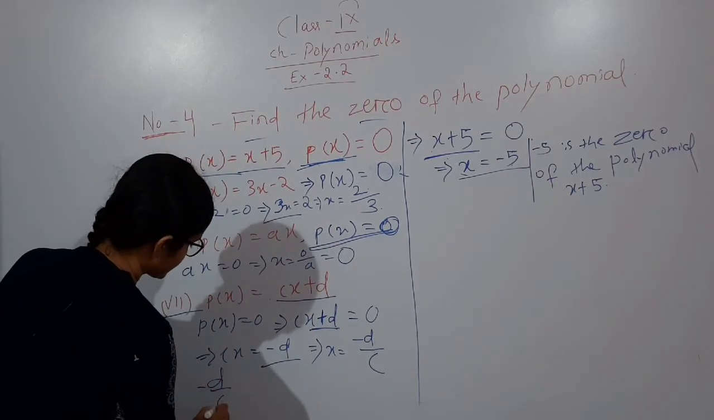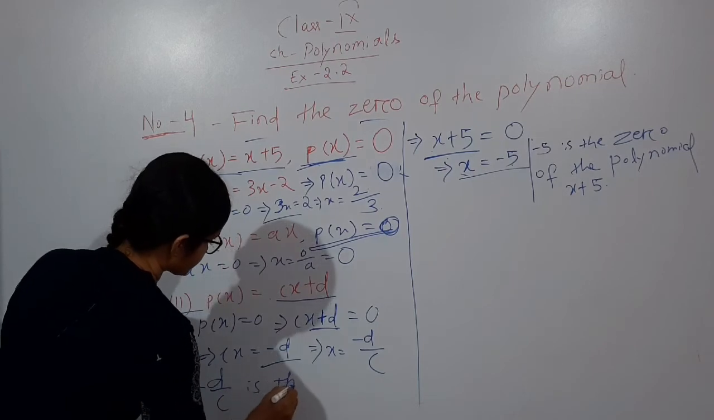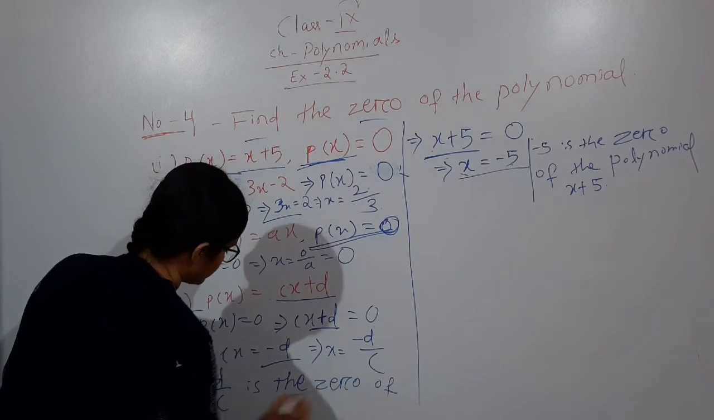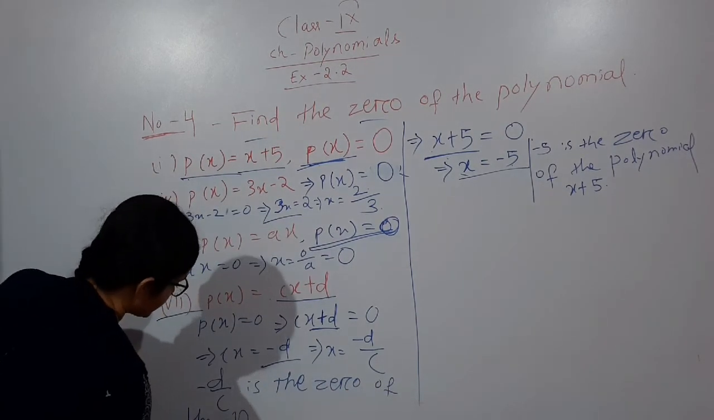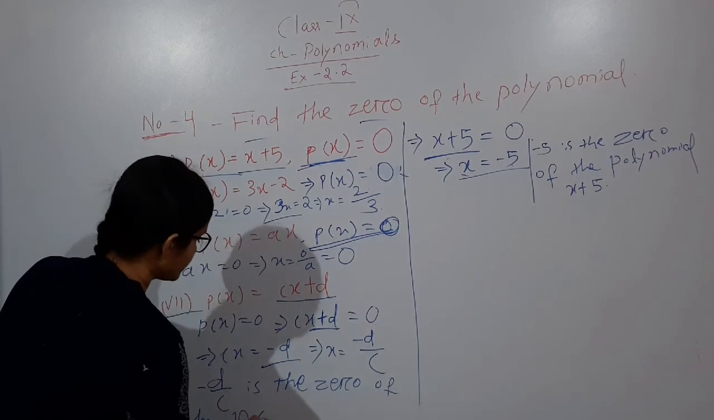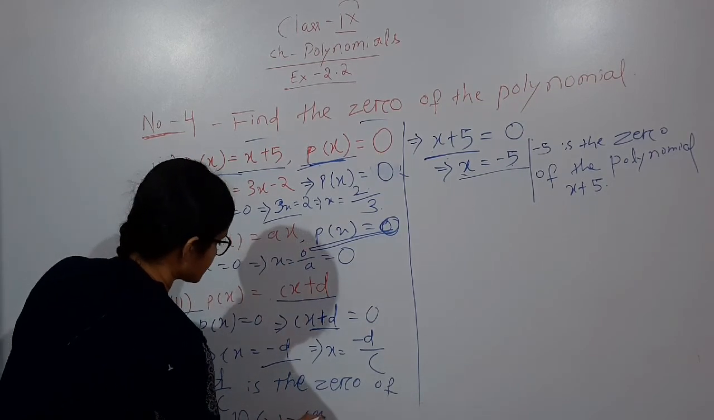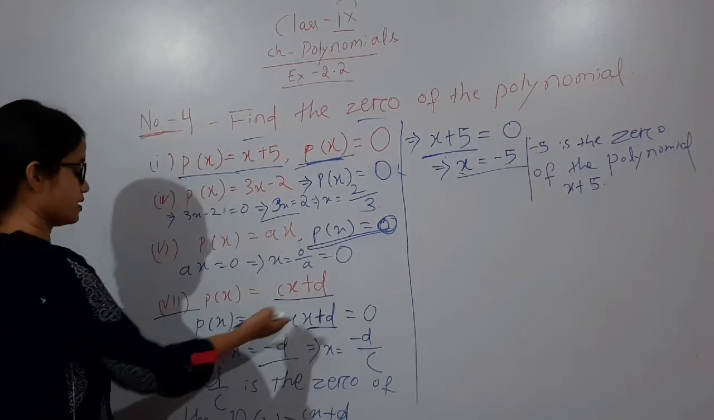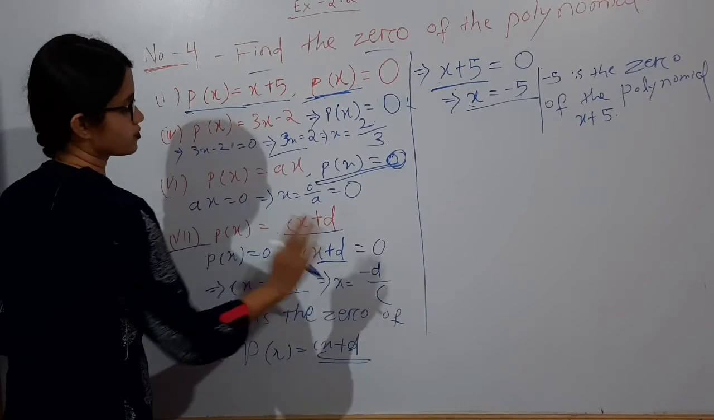So minus d by c is the 0 of the polynomial cx plus d. Okay, when the polynomial is cx plus d, x should be equal to minus d by c.